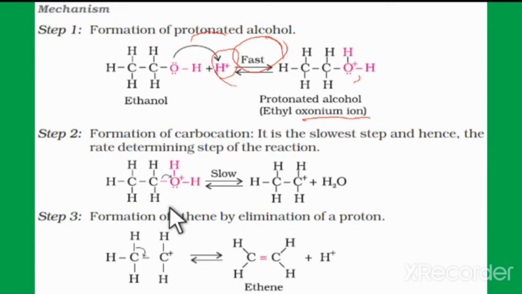Next, the ethyl oxonium ion further undergoes dehydration, forming a carbocation. This is a slow reaction, so it is the rate determining step. The carbocation intermediate is formed here. In the third step, the carbocation eliminates one proton from the beta carbon, which gives the alkene, and the H plus is released.